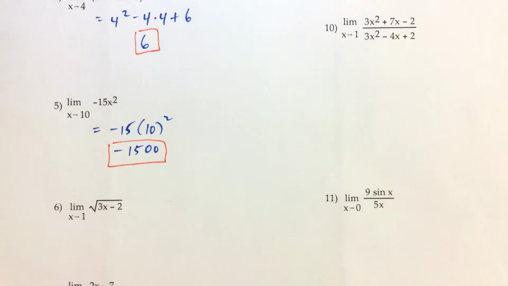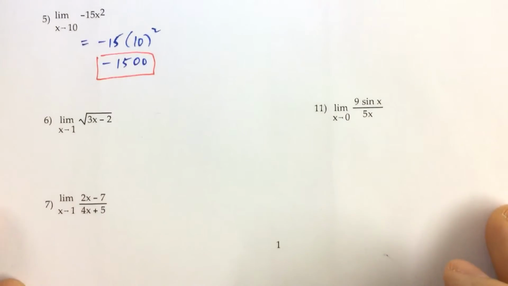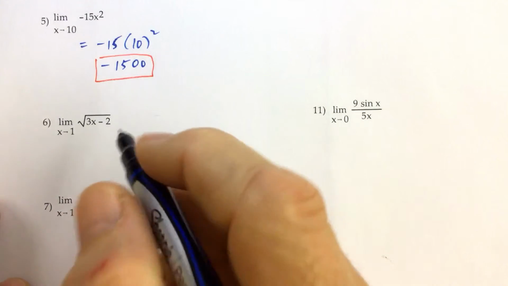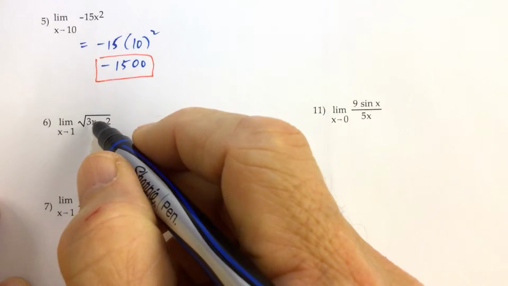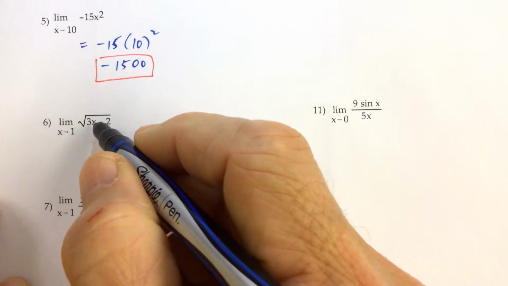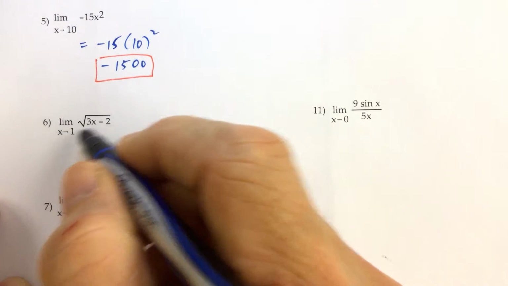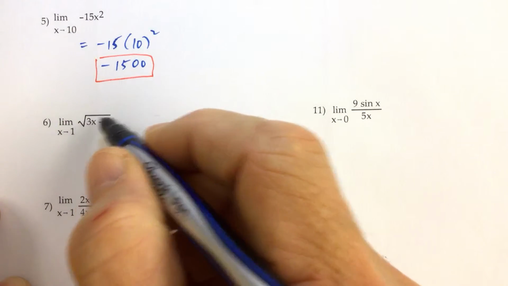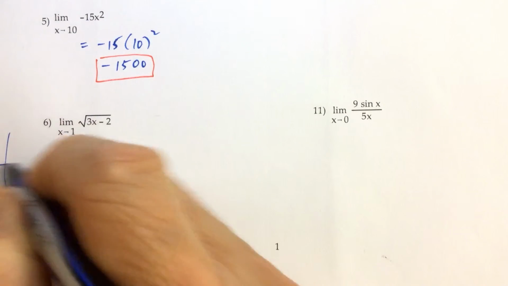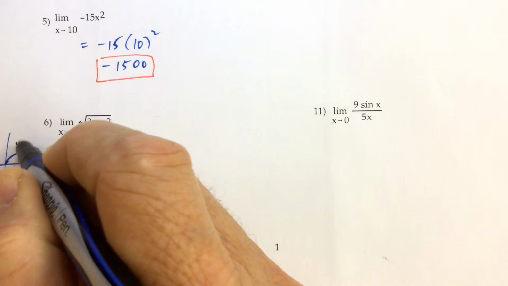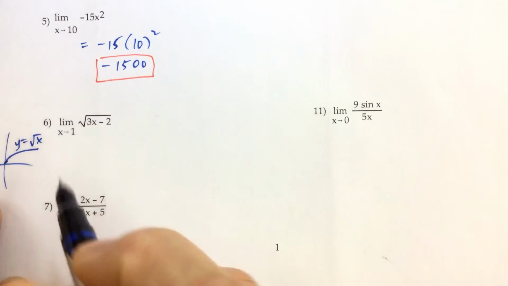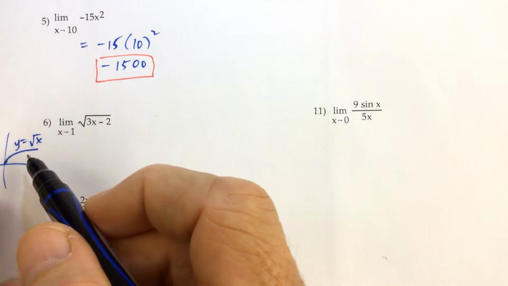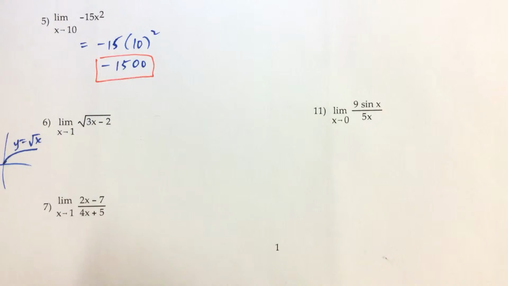Now, number 6, you have to be a little bit more careful when we're dealing with non-polynomial functions. But if we look at this function here, this is a square root function. We know square root functions, the parent function looks like that, y equals the square root of x. We know they don't have any breaks in the graph. So that's what we're really concerned about, are there any breaks in the graph?